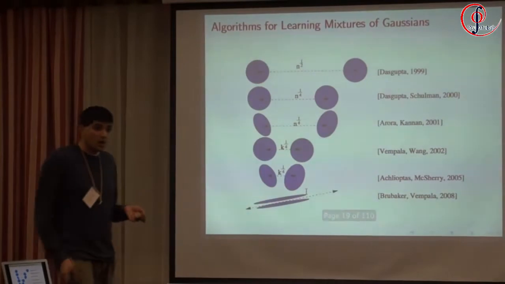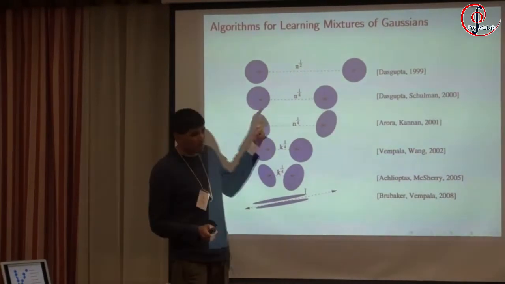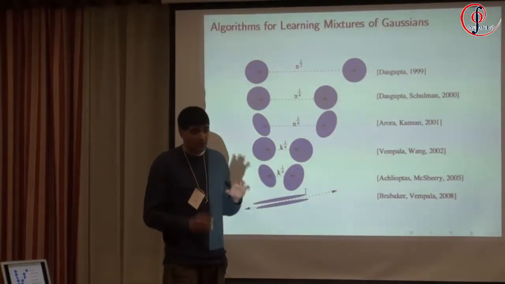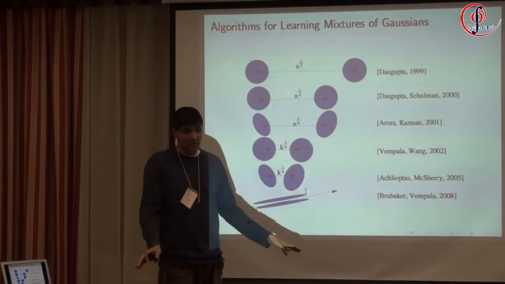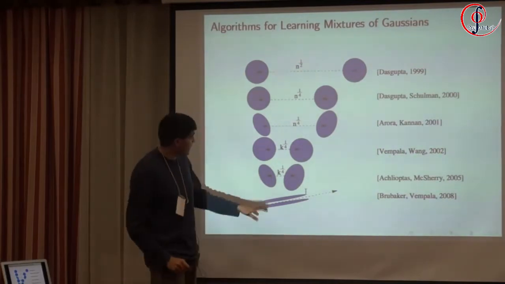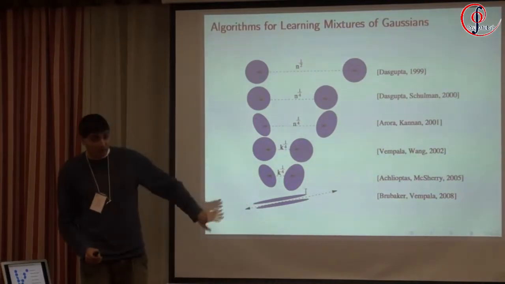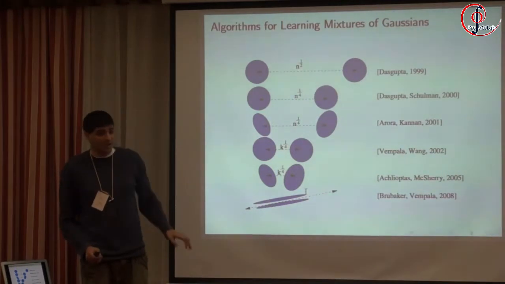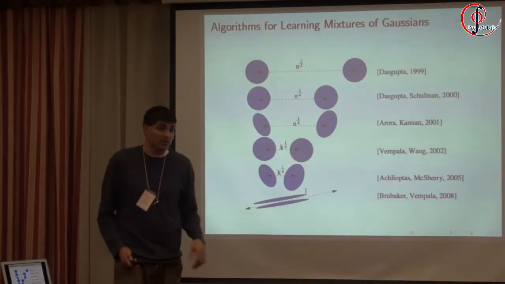What is K? So K will denote the number of components of a mixture of Gaussians. In this talk, for simplicity, I'm going to focus on 2. But everything I'm saying will extend, actually, with a lot of extra technical work, to the larger case.